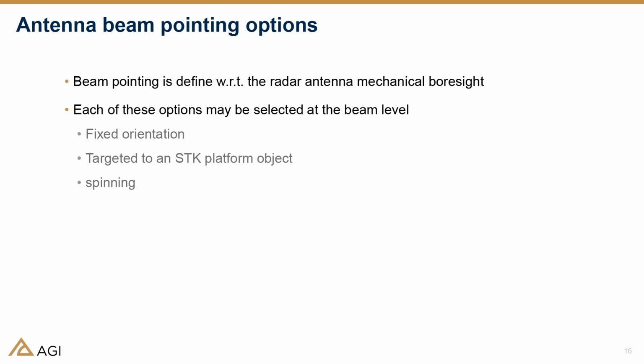Like I was saying earlier, you have that fixed orientation, and you have the targeted, so any platform that's flying or traveling within the vicinity, you're able to have your multifunction radar point to it. And along with that, a spinning radar, with a specific spin rate of your choosing.